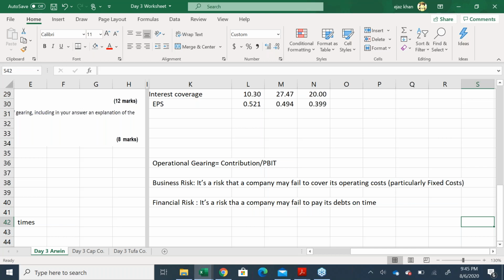A lower interest coverage ratio would mean that you have a high risk of not being able to pay your interest. You don't have enough profits to pay off your interest. So neither the higher nor the lower interest coverage ratio is good for any business from a financial management perspective.